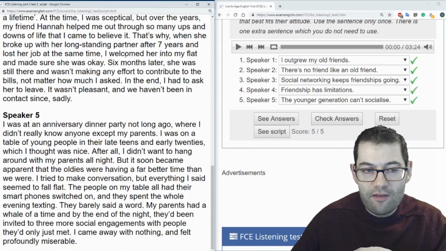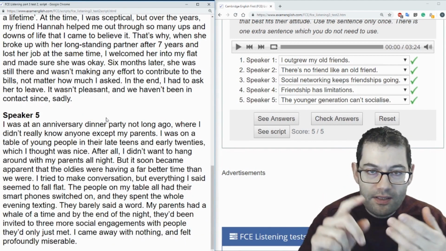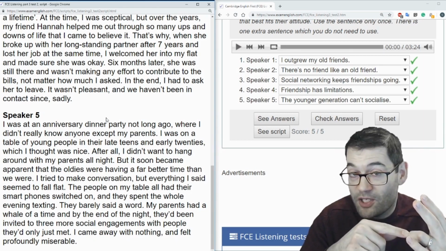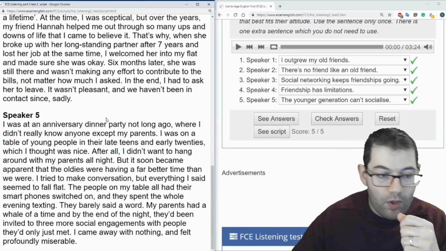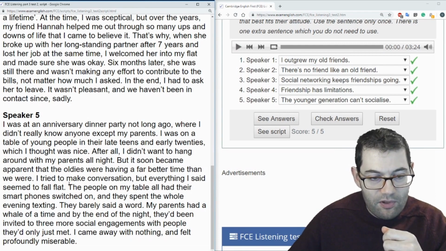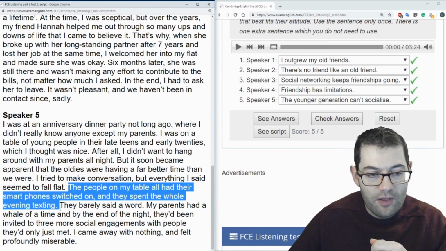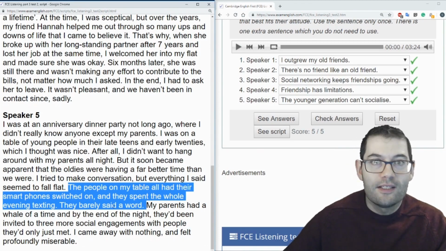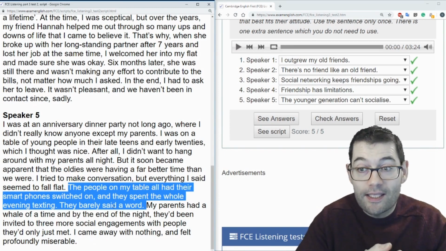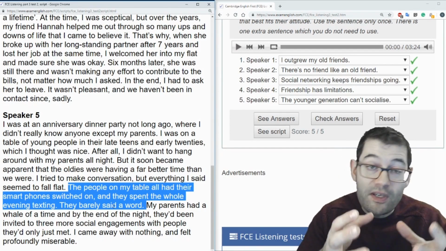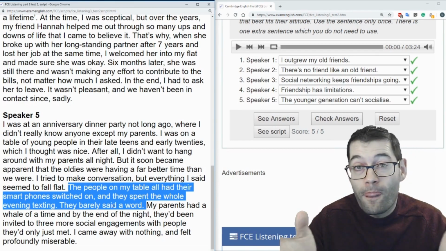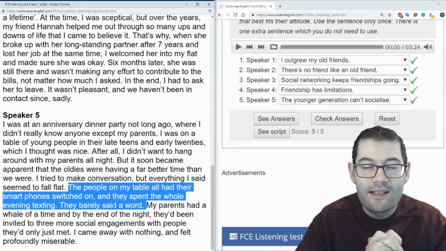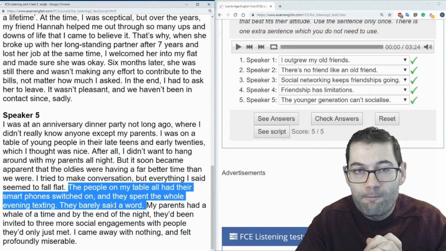For speaker number 5, at a party, there were 2 groups of people, young people and old people. Old people had a much better time, young people had a miserable time. Why? Because it says, "the people on my table all had their smartphones switched on, they'd spent the whole evening texting, they'd barely said a word." In other words, they're not talking to each other, they're not socializing, and this is a group of young people in contrast to old people. That's why the answer is that the younger generation can't socialize, or at least this is what the text is identifying.